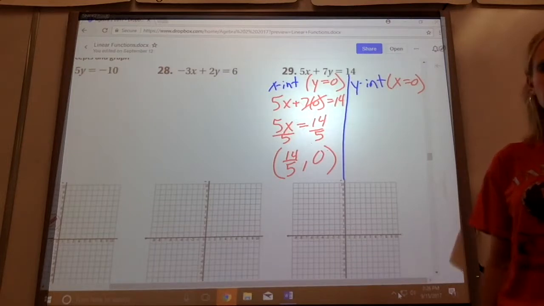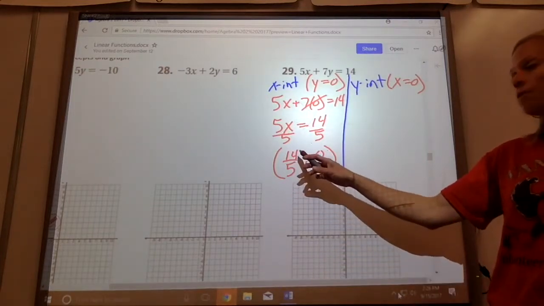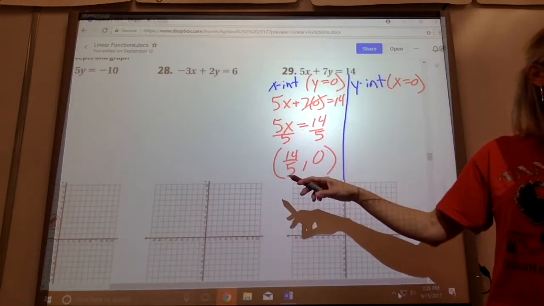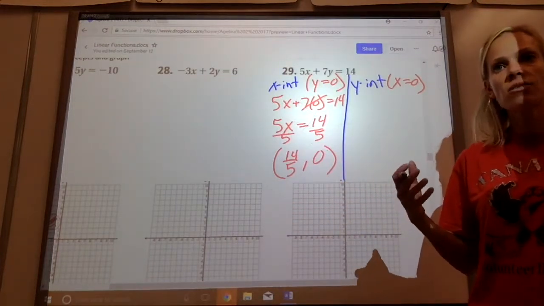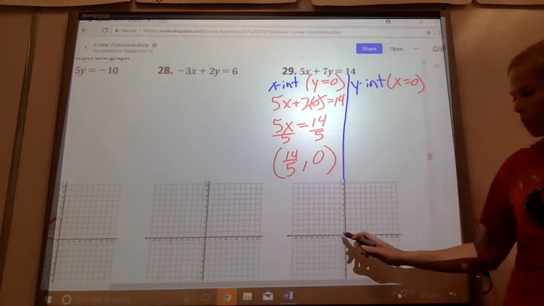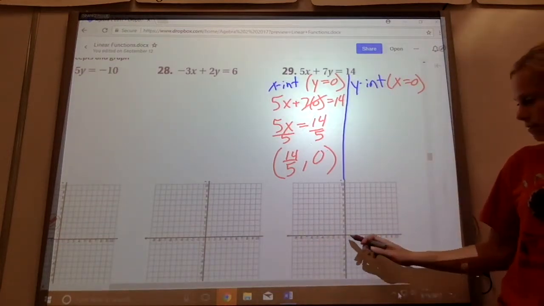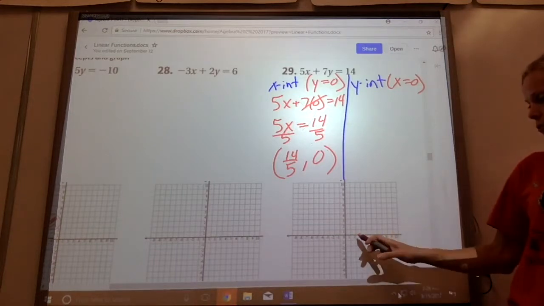How do we graph 14 fifths? Well, 15 fifths is 3, so 14 fifths is going to be 2.9, 2.8. So I would go almost 3 on my x-axis. 1, 2, right? So like 2.8.